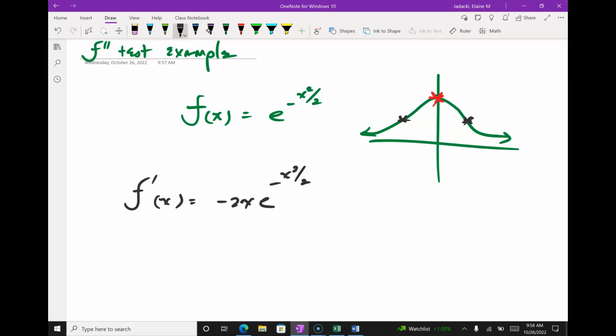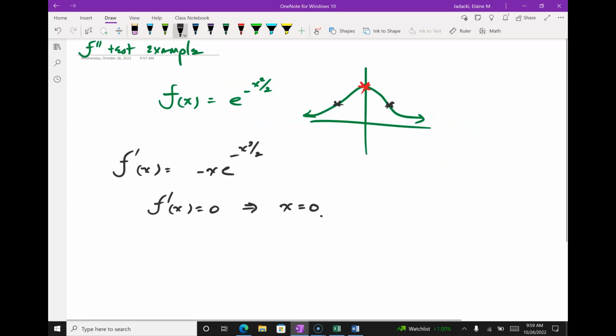All right, let's find the derivative. That was easy. So f prime of x equals 0 implies x is 0, right? Right, so yes, x equals 0 is our critical, only critical value there. Good, let's do our second derivative.